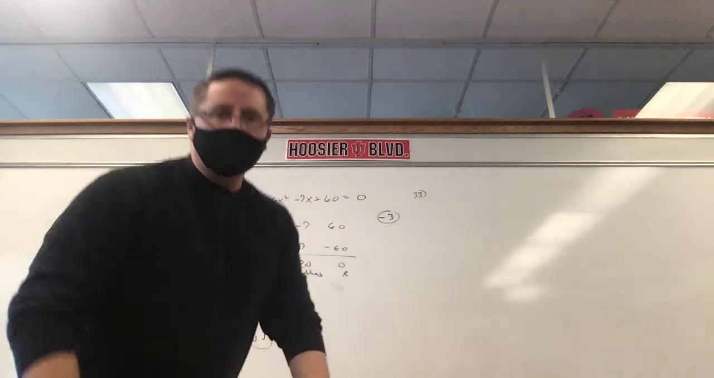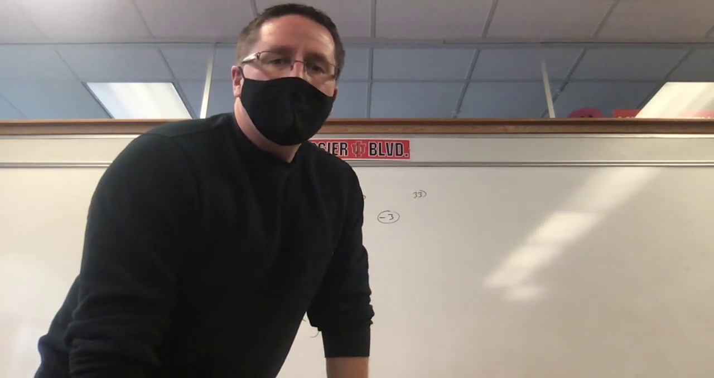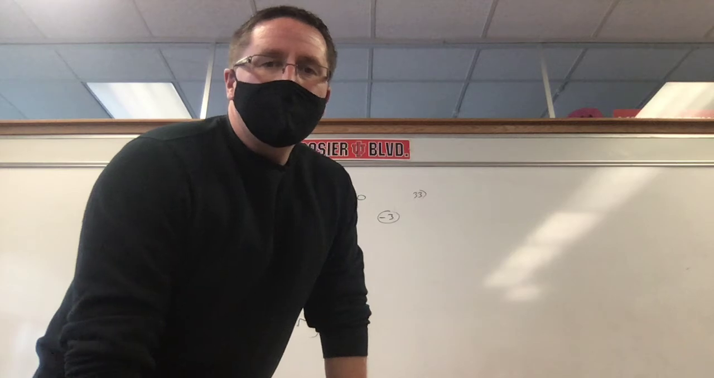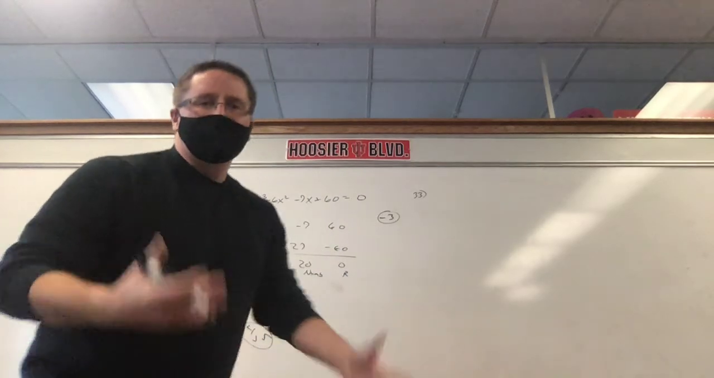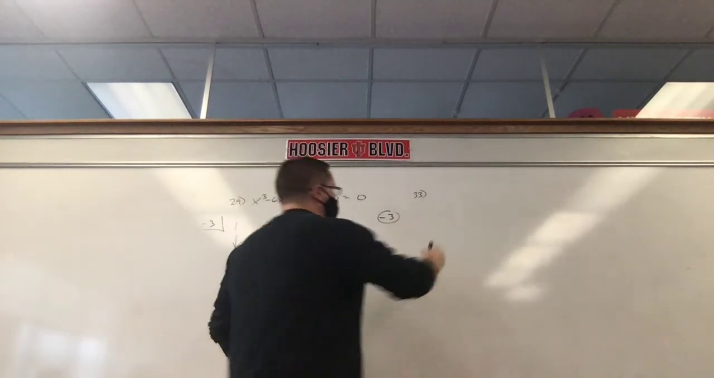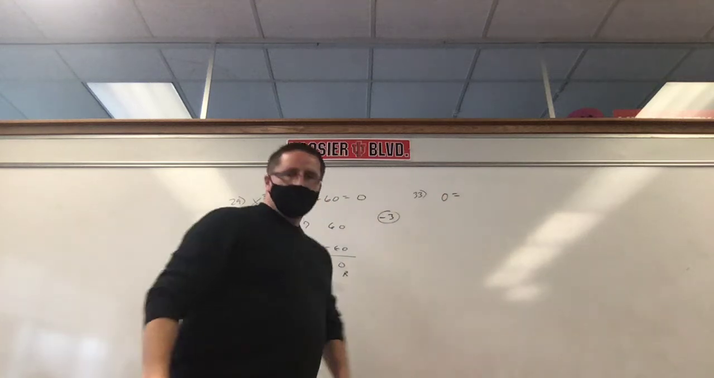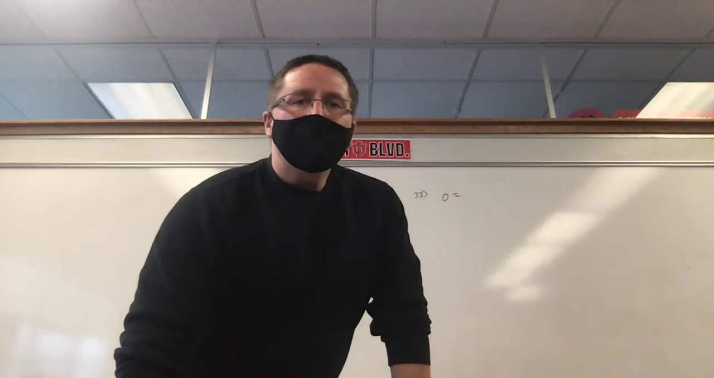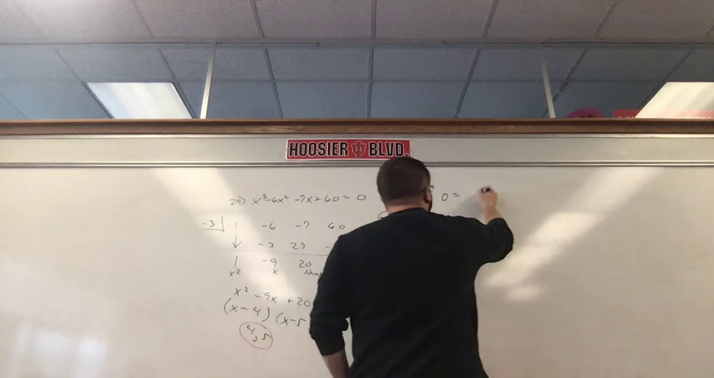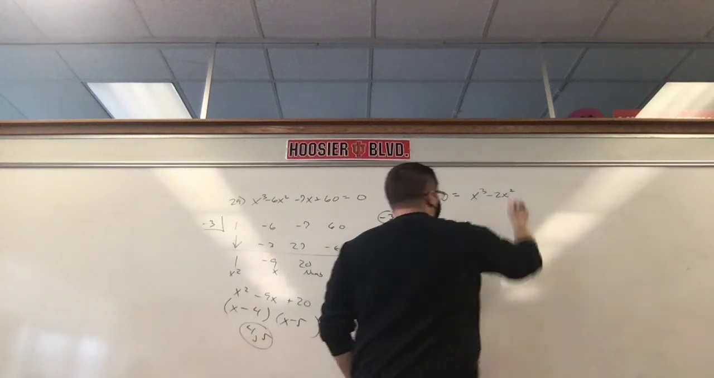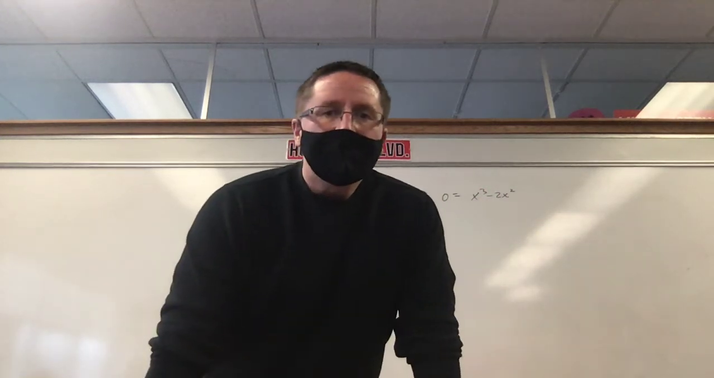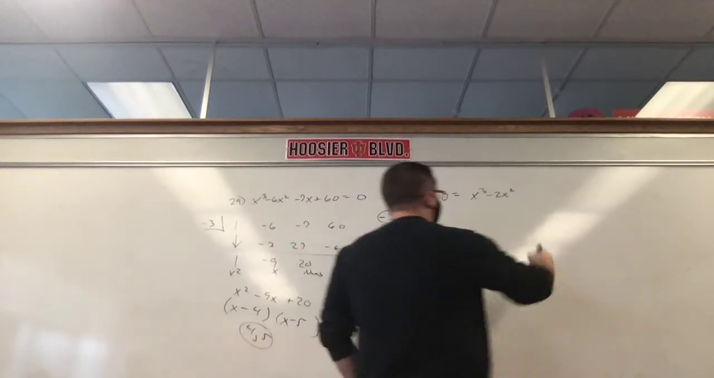Okay, so 33, again, finding the zeros. It says find the real zero. So it says f of x. We're not going to write f of x, we're going to write 0. So 0 equals x cubed minus 2x squared minus 23x plus 60.